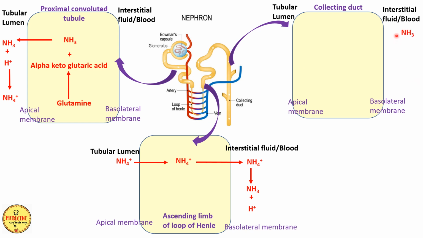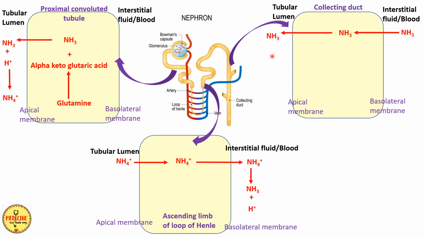Here, the ammonium or ammonia, which was now there at the interstitial fluid. Remember? Our ascending limb of loop of Henle created this huge load of ammonia at the interstitial fluid. That ammonia will be transported back into the collecting duct. This ammonia is then again sent to the tubular lumen.